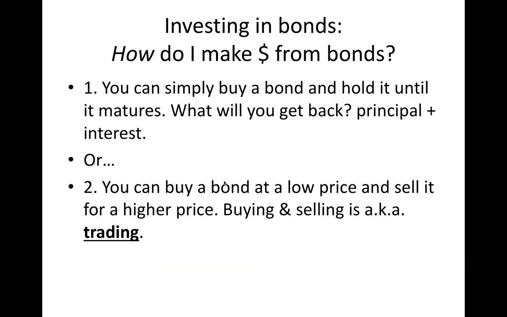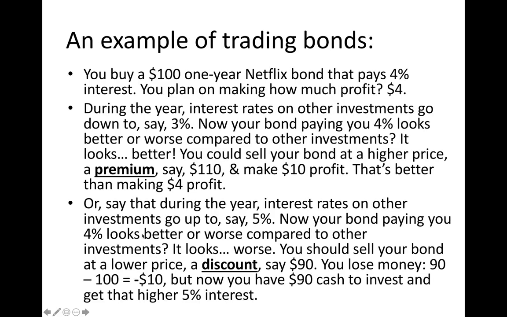All right. Investing in bonds. How do I make money from bonds? You can simply buy a bond and hold it until it matures. What will you get back? You'll get back the principal at the maturity date, and you'll get back a little bit of interest each year. Or you can buy a bond at a low price and sell it for a higher price. Buying and selling is also known as trading.